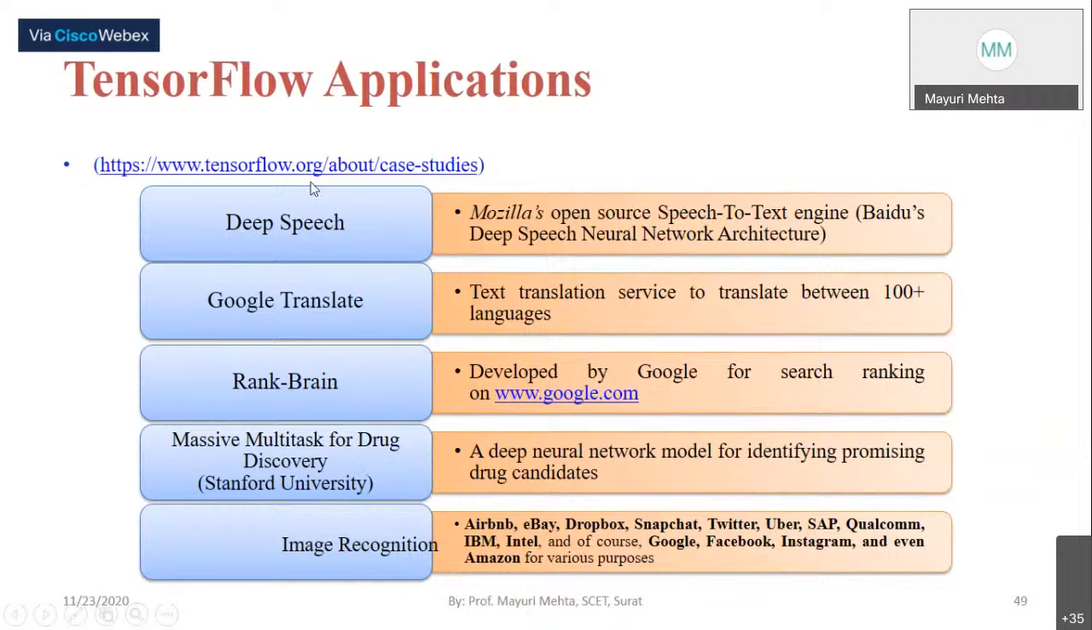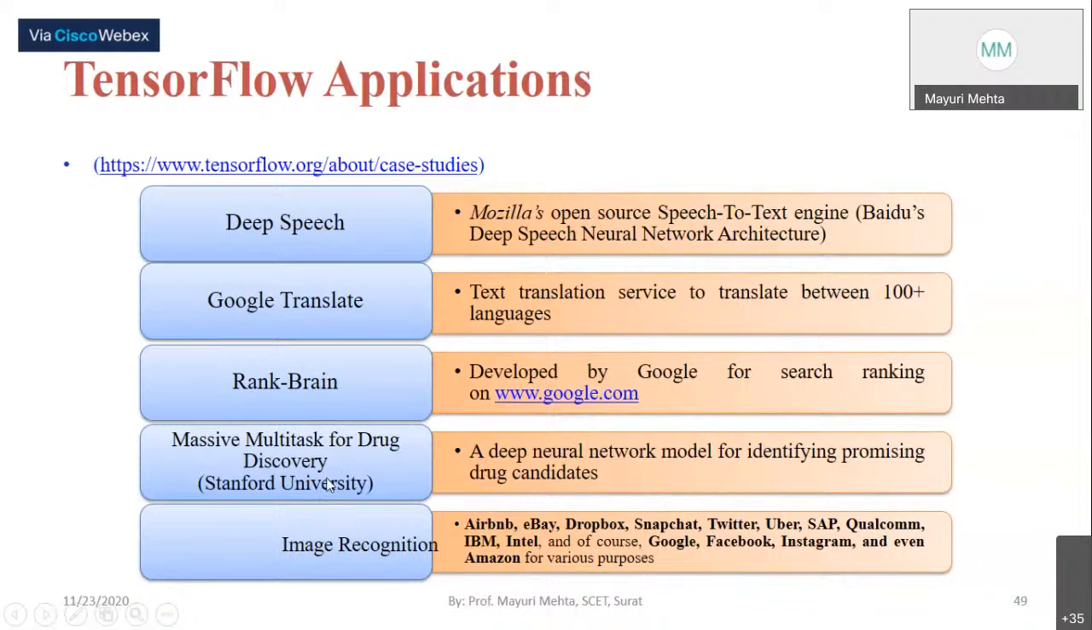This is RankBrain. Let me tell you that all these applications I have taken from my presentation, from my PPTs created in June 2019. So by this 1.5 years, more latest applications must have been developed using TensorFlow, which I have not included, but these are also very popular applications, right? RankBrain is also developed by Google for search ranking on google.com.